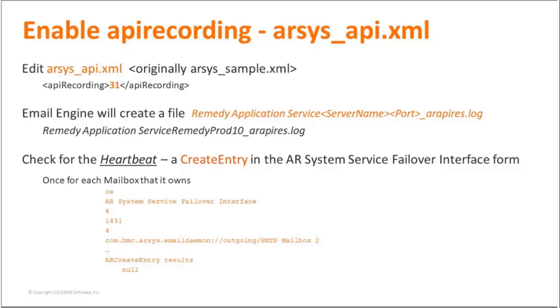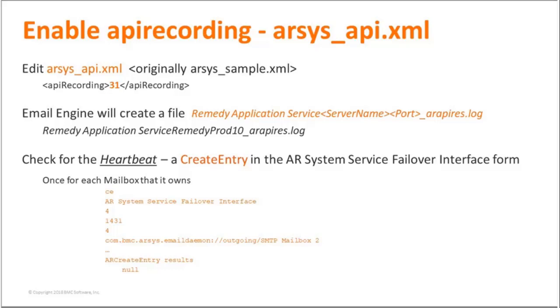It'll create a file of the form Remedy Application Service, which is the account that the email engine is using, followed by the server name, port number, and then _AR_API_res.log. In my case, the file name was Remedy Application Service, Remedy prod 1, 0 for the port, and then _AR_API_res.log. To check for the heartbeat, I'm looking for a create entry API call to the AR system service failover interface form. And I'll see that once for each mailbox that it owns.